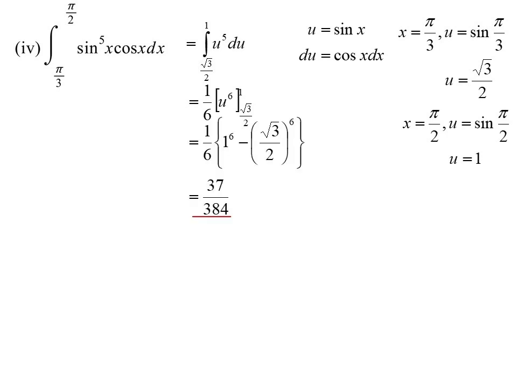But again, it's in that situation of derivative times some function. If you spot that straight away, then you don't have to worry about all the substitution. You can just go, look, I've got derivative times function. Add 1 to the power over the power.